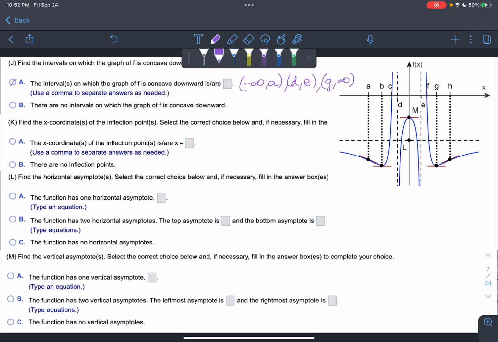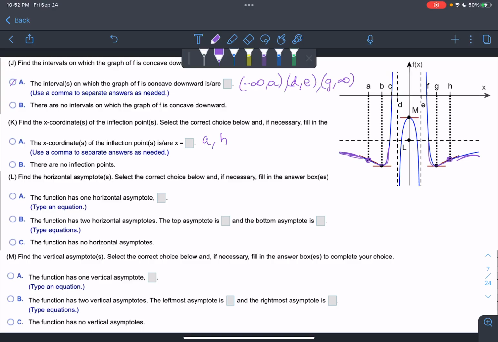Okay. And points of inflection. So I hinted at it last time, but it will be this A and H because it's concave up and then it goes concave down, and concave down to concave up. So concavity changes there at H and A.